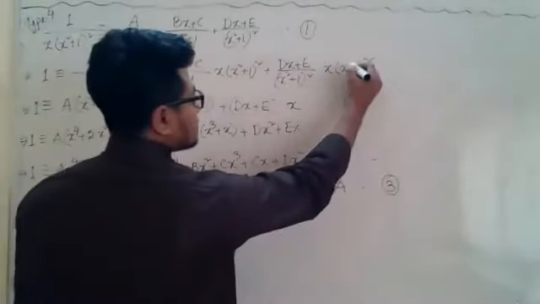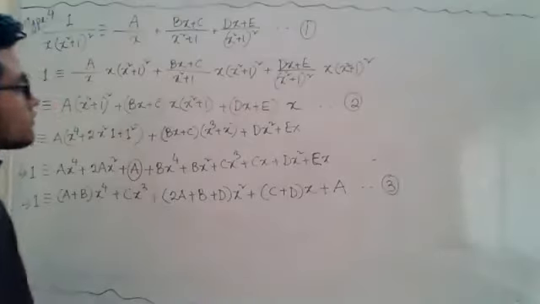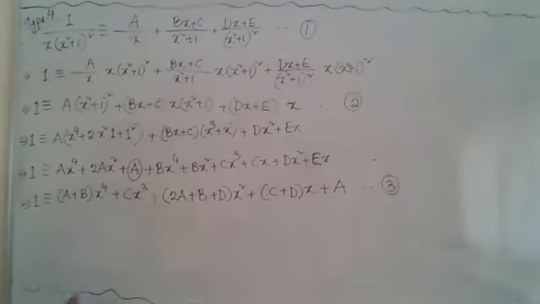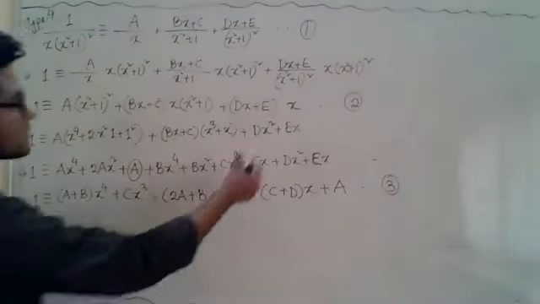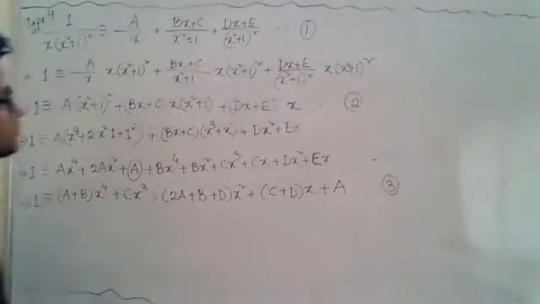I think I made a mistake. Here it will be x square plus 1, right? Okay, actually that doesn't make any difference in the rest of the calculation. It was going to get cancelled anyway.